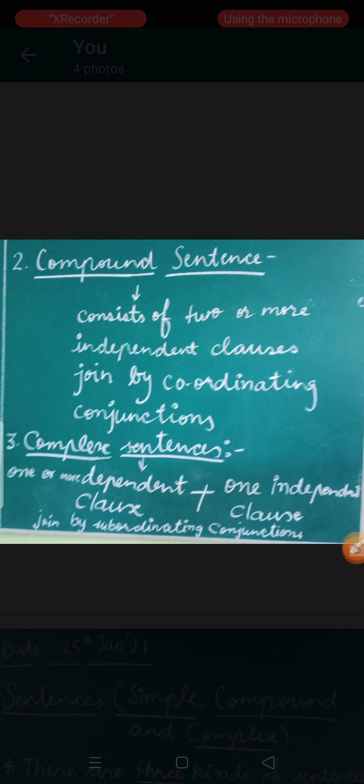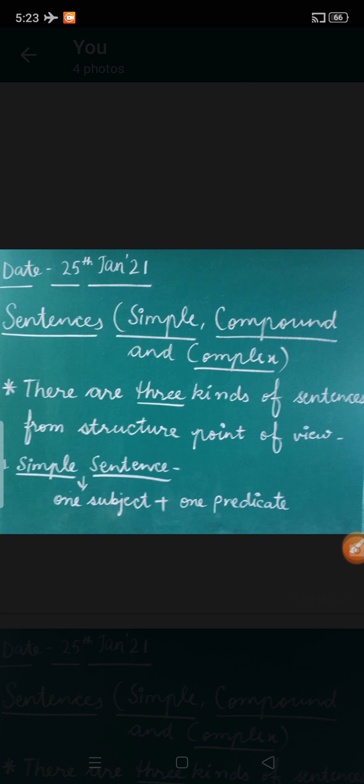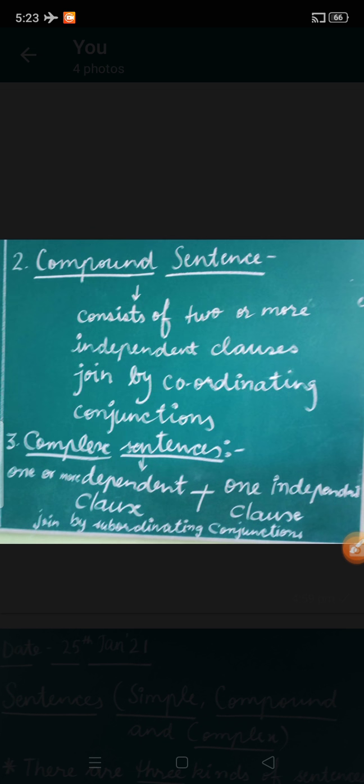Students, don't get confused. I'm going to repeat it. In a simple sentence, there is one subject, one predicate. Okay? In compound, there are two independent clauses, means two main clauses, and we join those main clauses by coordinating conjunctions. In a complex sentence, we use one independent clause and one or more dependent clauses that we join by subordinating conjunctions.